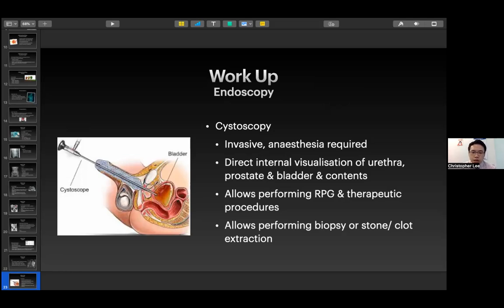This cystoscopy allows direct internal visualization of the urethra, prostate, bladder, and the contents within, for example, if there are any tumors, stones, or blood clots. It also allows performing a retrograde pyelogram and any simple therapeutic procedures. It also allows you to take biopsies if there are suspicious lesions, or remove small stones and clots.